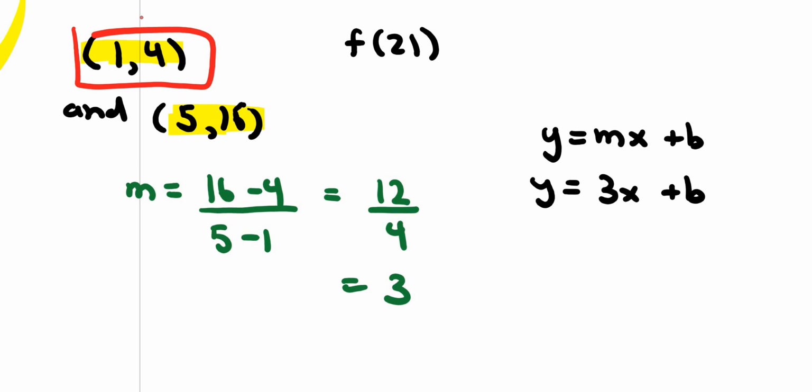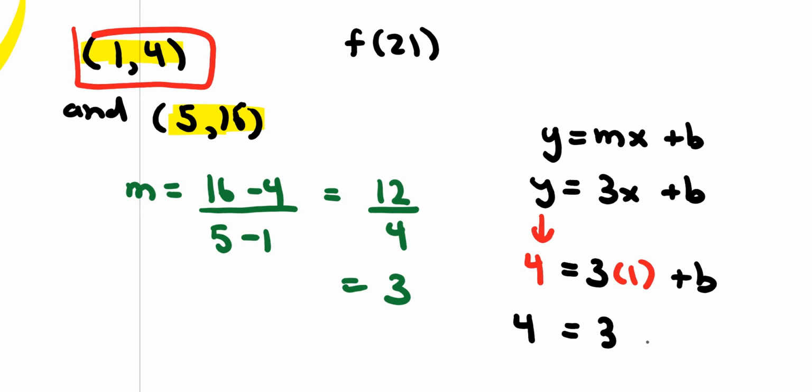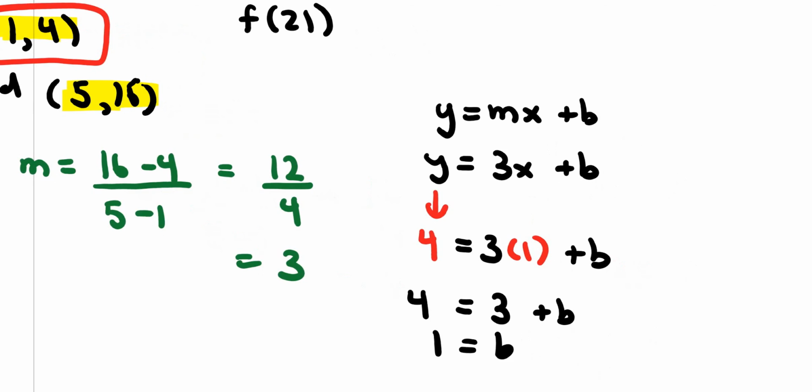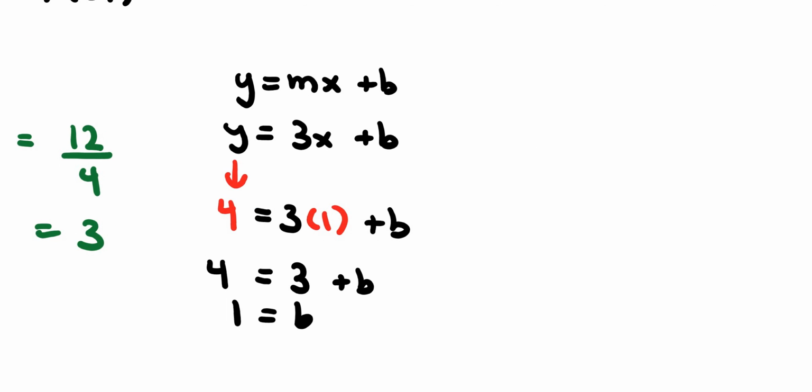So that means x is 1 and y is 4. So y will now become 4 equals 3 times 1 plus b. This is very similar to question number 17 now. So this is 4, and this will be 3, and that'll be plus b. And b would equal 1. All right, so the equation of the line is actually y equals 3x plus 1.